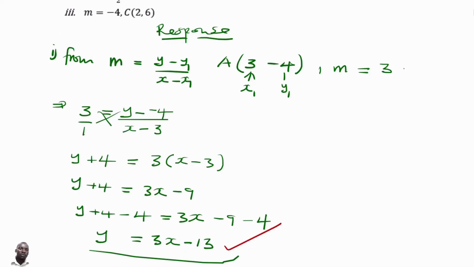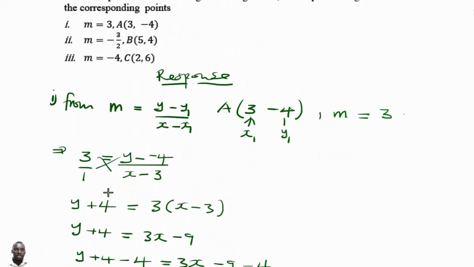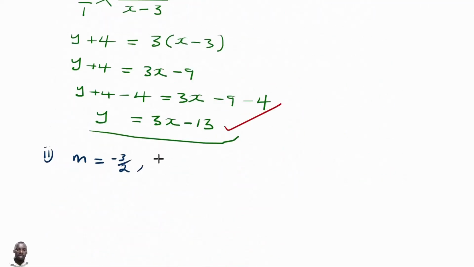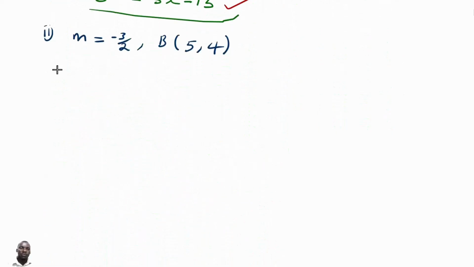We can now go in for Roman numeral 2. Roman numeral 2, we've been given our m as negative 3 out of 2, then the point B as 5, 4. Let me cross check. Yes, still from y equals mx plus c, we can use this formula also to get the answer, whereby this is the x value and this is the y value. Simply we are looking for c.